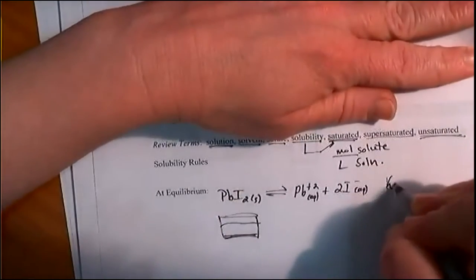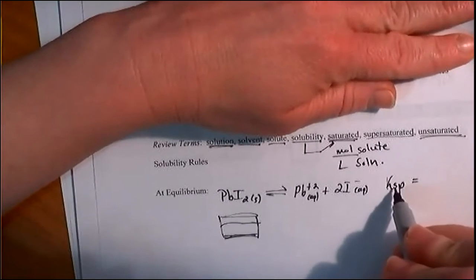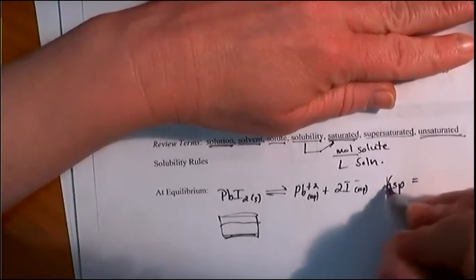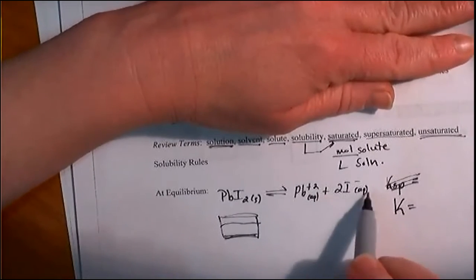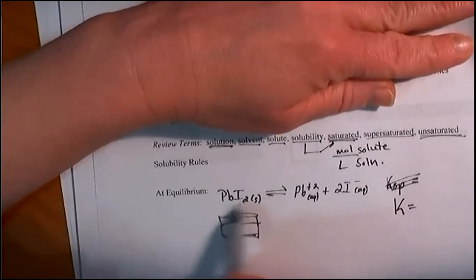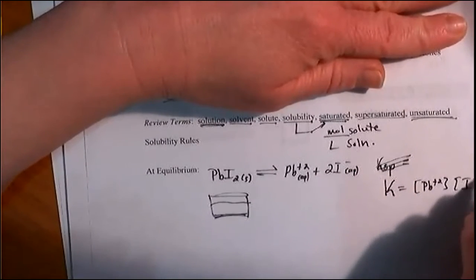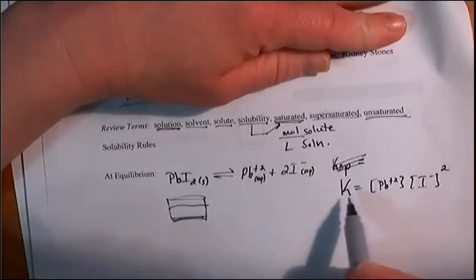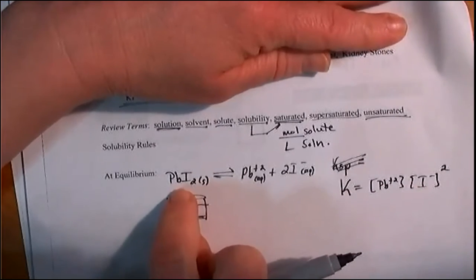So of course we would have a Ksp expression. Well, first it's K. All right, remember, only things that are aqueous and gaseous affect the equilibrium position. So our reactant does not. Remember, law of mass action. So we have our cation to the first power, and then our iodide to the second. And that would be over 1, because it is describing what we know is the behavior of an insoluble solid.